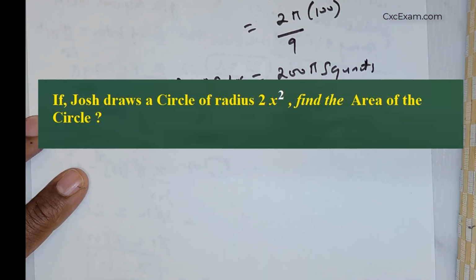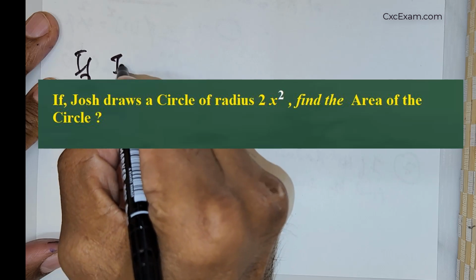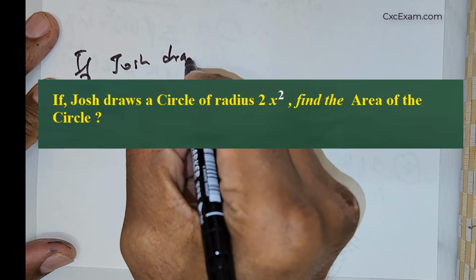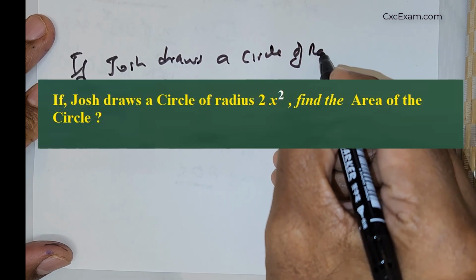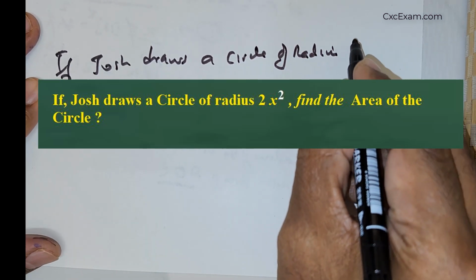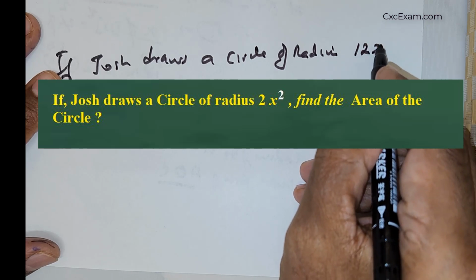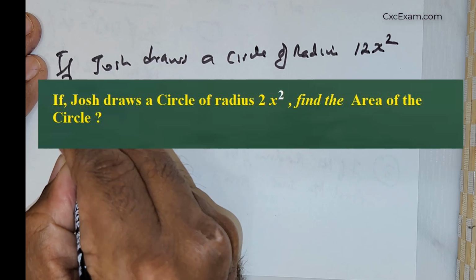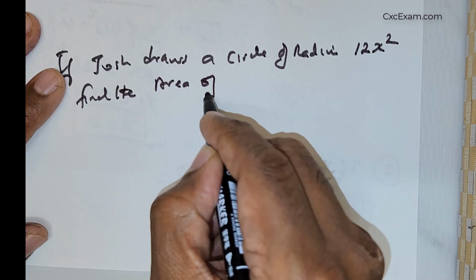For that dimension, this is the solution. Now this is the next question. If Josh draws a circle of radius, say, 12x squared, find the area of the circle.